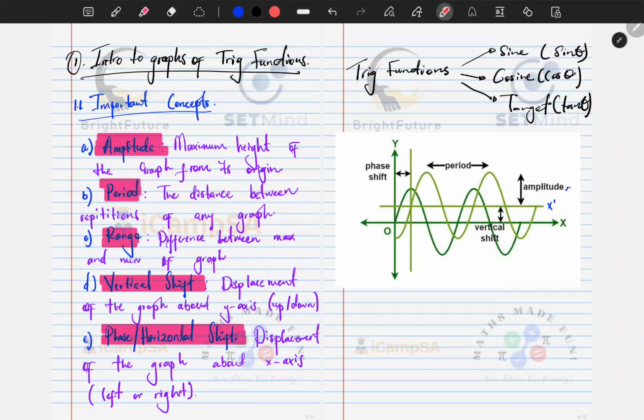Now moving on to the next one, the period. What do we mean by the period? I've defined period here as the distance between repetitions of any graph. So what do we mean by that? These graphs are continuous graphs, so they have what we call a period.